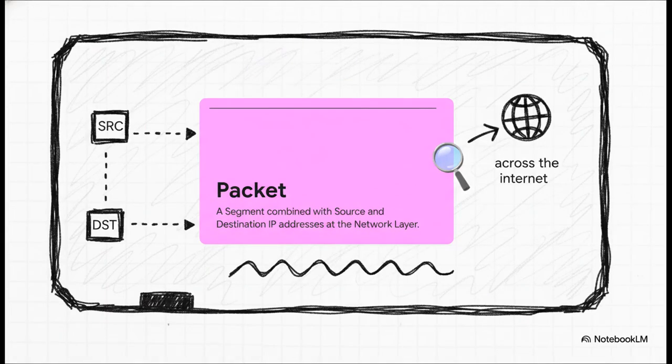Dropping down to layer 3, we box that segment up into a packet. And this is the spot where we slap on the source IP address of your workstation and the destination IP address of the server. An IP address is basically a zip code on a piece of mail. It provides the crucial routing info to get your packet to the right general neighborhood across the sprawling internet.